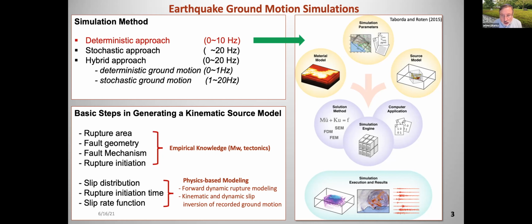So when it comes to modeling the earthquake, usually we use the so-called kinematic source. And of course, that is based on empirical knowledge. So we start with magnitude and tectonics. But then there are some very important parameters that I single out: the slip distribution, rupture initiation time, and slip rate. Those are parameters that really need some physics-based modeling to quantify and find out what the relations between them are. And so here I'm trying to explain very briefly how one of the rupture generators works.